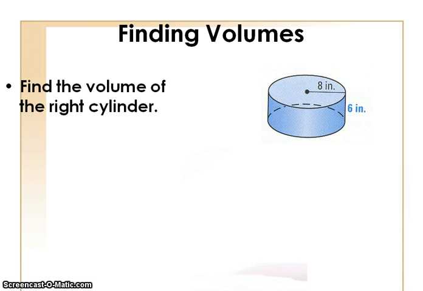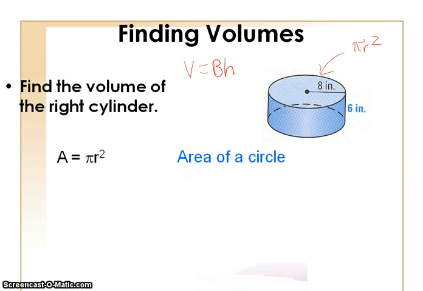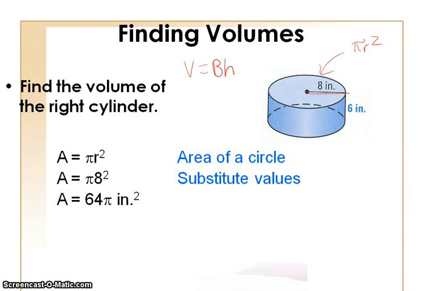Okay, so what about if we wanted to find the volume of this right cylinder? I'm going to argue it's no different. It's just the area of the base times the height. It's just in this case, the area of the base is pi r squared since the base is circular. So once again, the area of the base is pi r squared. 8 is our radius, so we substitute it in. That gives us 64 pi inches squared for the area.